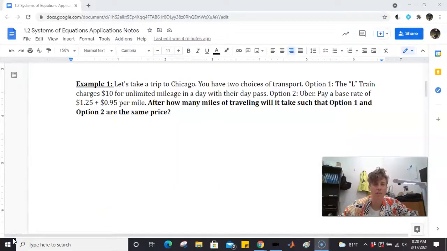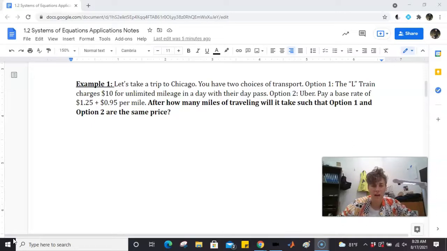All right, example number 1. Let's take a trip to Chicago. You have two choices of transport. Option 1, the L train, which charges $10 for unlimited mileage in a day with their day pass. Option 2, Uber. You pay a base rate of $1.25 plus 95 cents per mile.